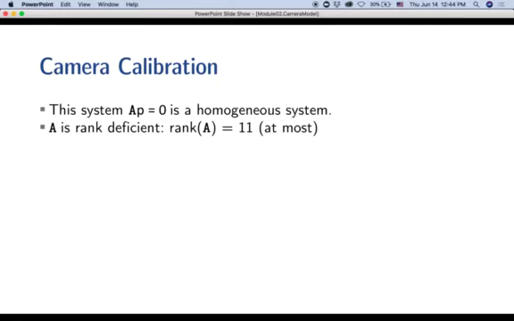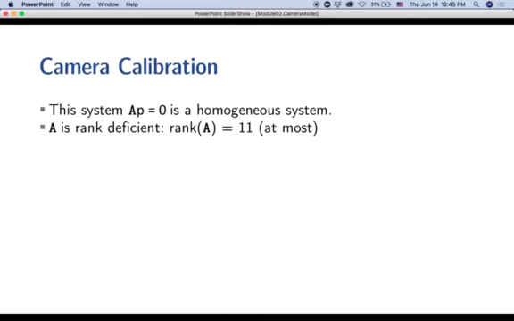But since AP is equal to 0 from my model, that means the overall scale factor of P in the solution does not matter. If any P is a solution, twice P is also a solution, which means that the rank of A is going to be 1 less, the same way as we argued about rank before. It's going to be 1 less because think of it like this.